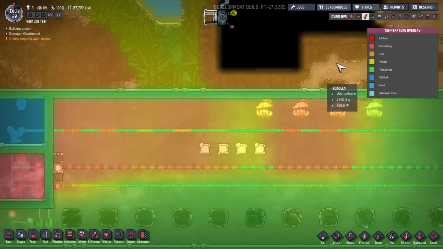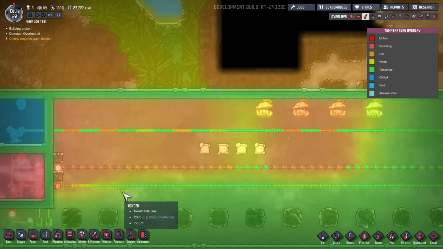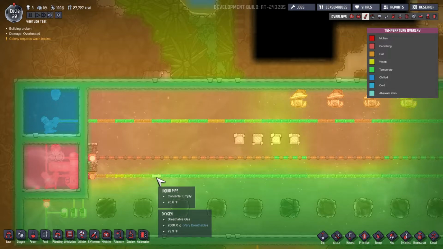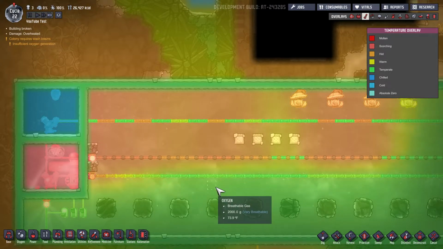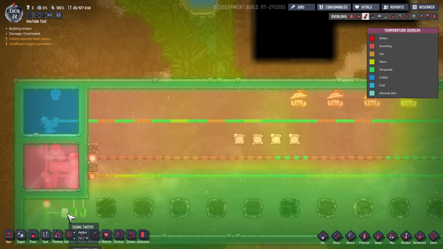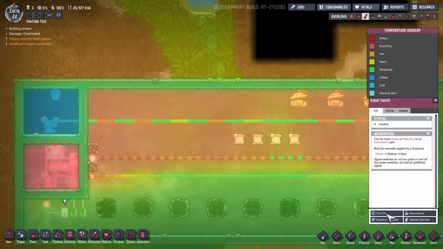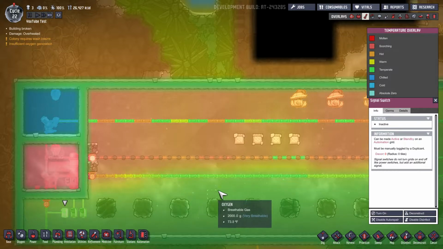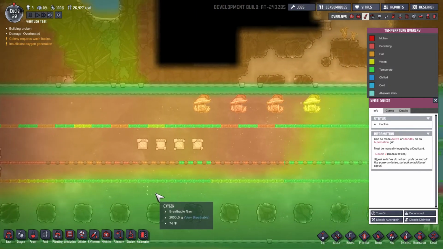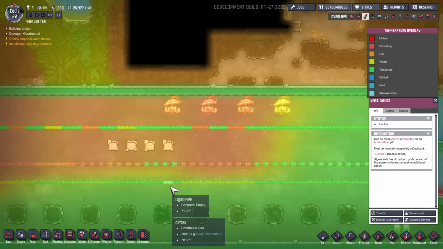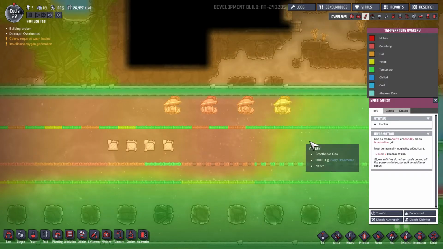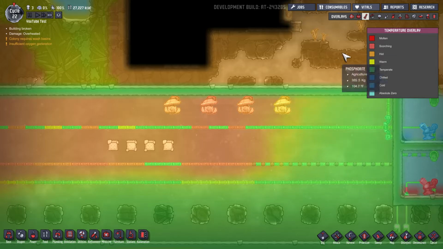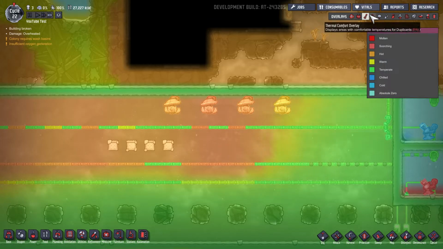So that gives you a visual explanation on how to use the different materials in which to construct whatever you're trying to build. So let's go ahead and turn our pump back off. Now, there's something else I was wanting to show you on the actual machinery itself. So let's get out of our temperature overlay.